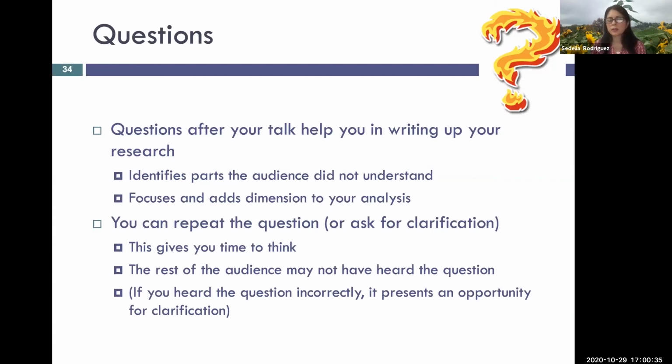You can repeat the question or ask for clarification if you're not quite sure. This gives you time to think, so remember that. The rest of the audience may not have heard the question, so this is also good for them. And if you heard the question incorrectly, it presents an opportunity for clarification.